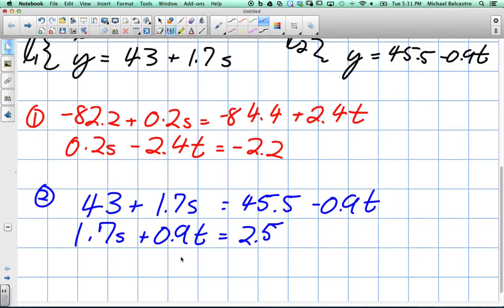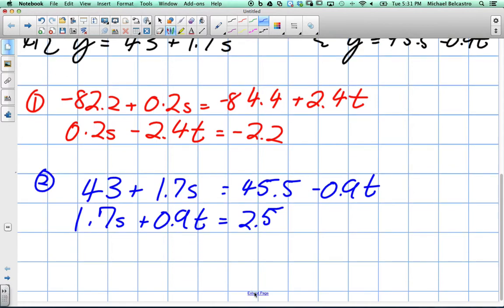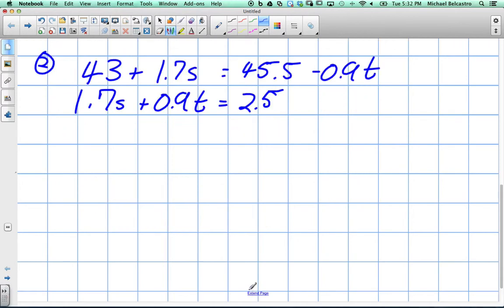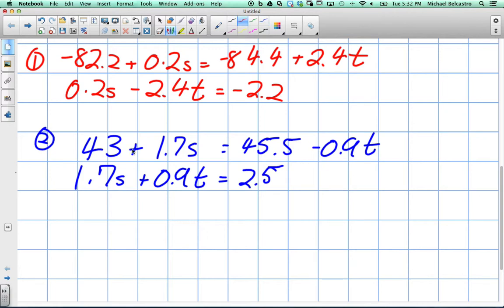We'll use substitution to eliminate. Actually, sorry, not substitution, elimination. I take equation 1, and one way to make sure you get the same coefficients in front, you can just multiply one equation's coefficient by the other's coefficient. So I'm going to try to eliminate the s's in this case. In other words, I want to solve for t. So I'm going to take equation 1 and multiply it by 1.7 because that's the coefficient in front of equation 2's s. Okay? So you're going to have to help me with your calculator here.